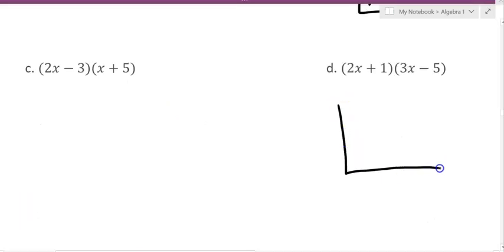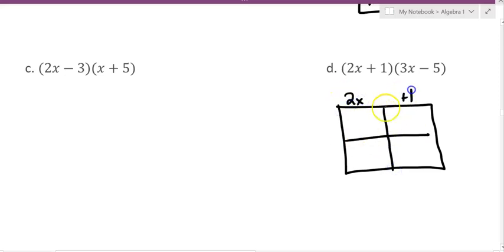Okay, go ahead and set up on D. And so on D, go ahead and put 2x plus 1 on top and 3x minus 5 on the left so we're consistent, and pause this video and finish it out, and then I'll come back on and I'll show you the answer. But pause it and see how you can do on your own.